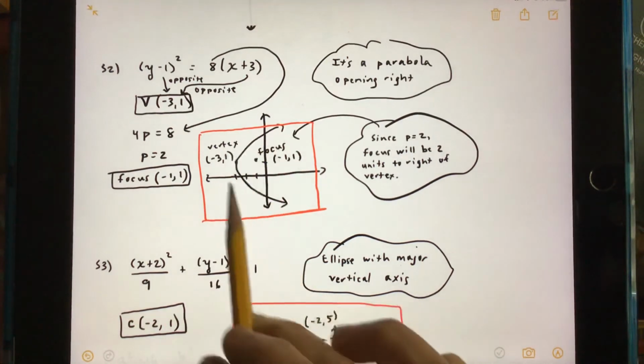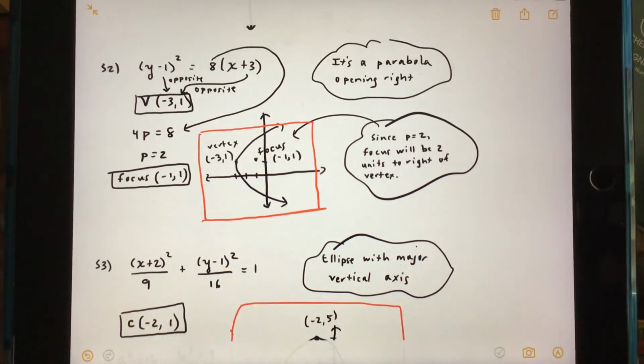We've drawn a parabola opening to the right, not being too concerned with how fat or how skinny it is, and that completes our sample 2.